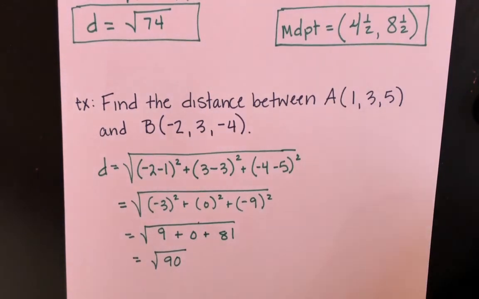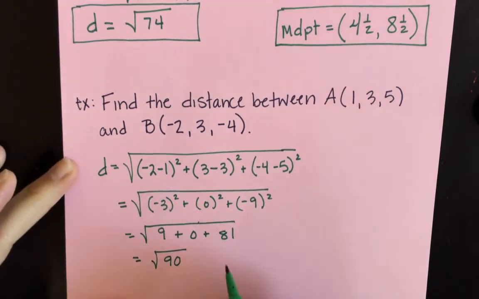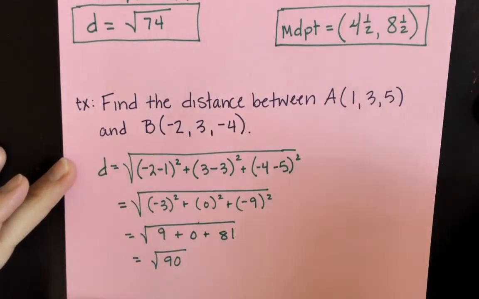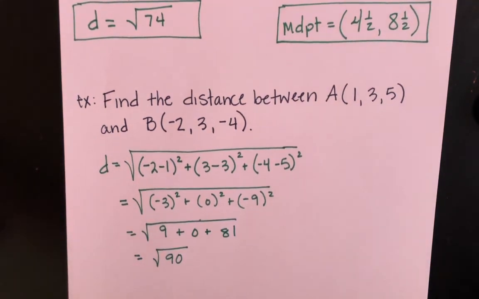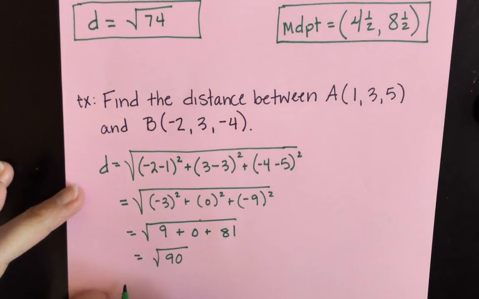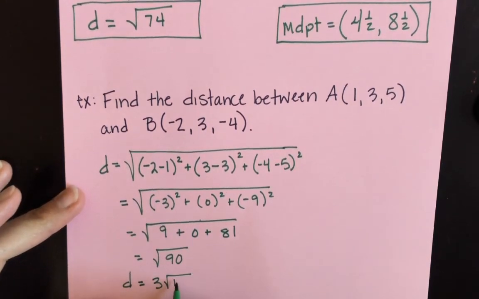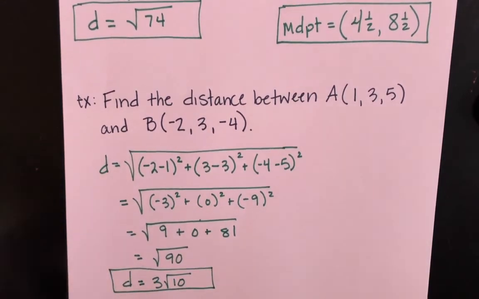And hopefully, we can all see what our distance is between those 2 points, because when we simplify, I can see that this is going to be 9 times 10. We know 10 we can't take the square root of, but we know 9 we can. So our distance would be 3 radical 10. And again, for now, that's all we're worried about.